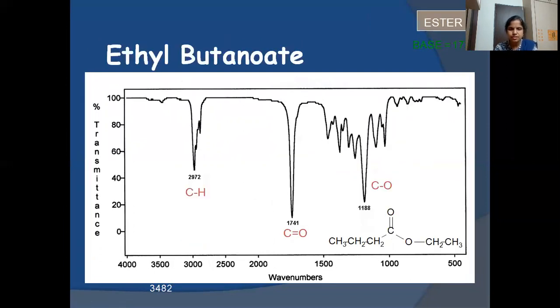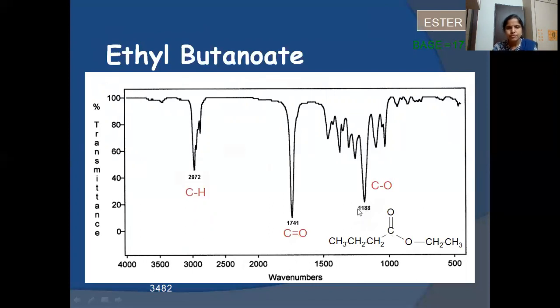Then this is the ester functional group, ethyl butanoate. Now how to identify whether it is an ester or not? One more band you have to observe for an ester, apart from C=O. It has C=O as well as the C-O group. So these two bands we have to look for in esters. The C=O is very strong, again at 1741, as well as the C-O, which is at 1100 to 1200.